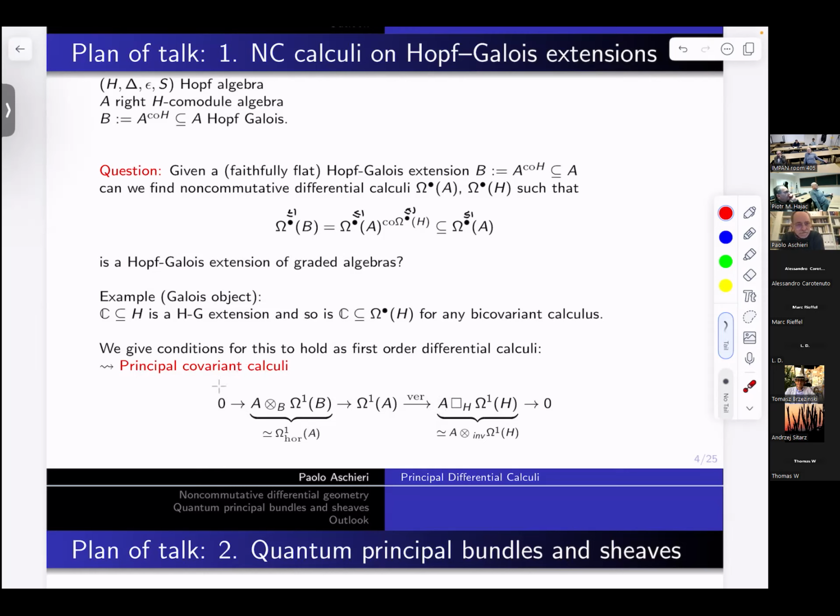Yes, since we are considering covariant calculi, these are right H comodules. Maybe I can comment, Paolo. I think that you can actually make it into a left A module sequence if you take the left A action on the A cotensor H via the coproduct, coaction. Yes, exactly. Then this should be left linear and everything should be fine.